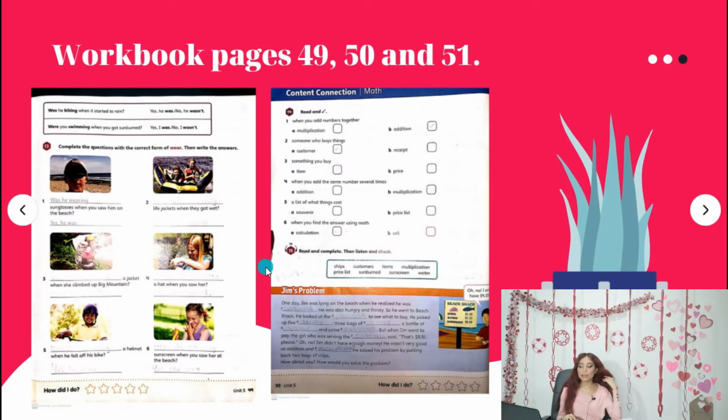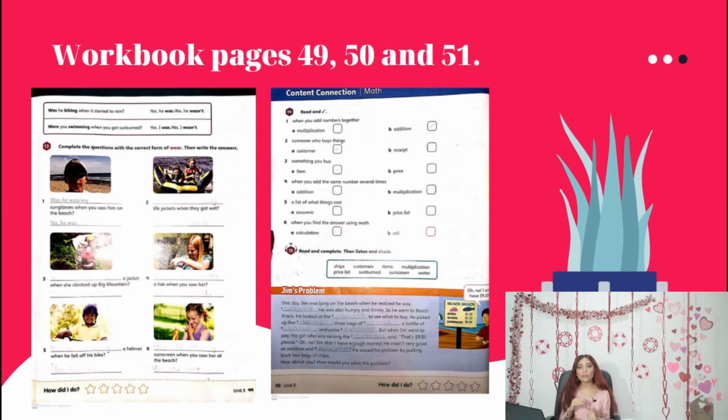That's it. Activity 15, read and complete, then listen and check. Then you have words in the box. Remember, if you don't know the meaning of any of these words, you can find it on the internet. Take your dictionaries, it is better. Chips, customer, items, multiplications, price list, sunburn, sunscreen, water.